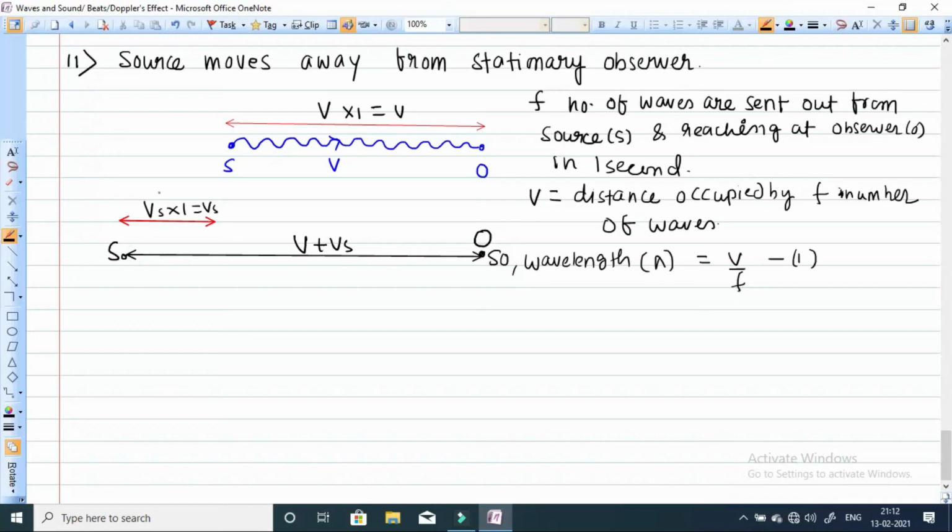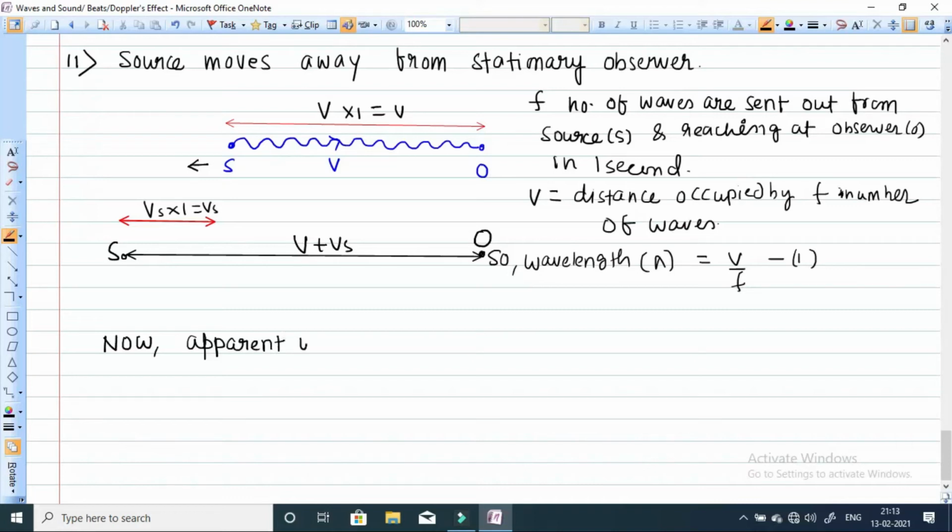Now this source is moving away, towards the left. So we can say that the total effective distance will now become V plus Vs after 1 second. So what will be the apparent frequency in this case? Now we can write down the apparent wavelength.